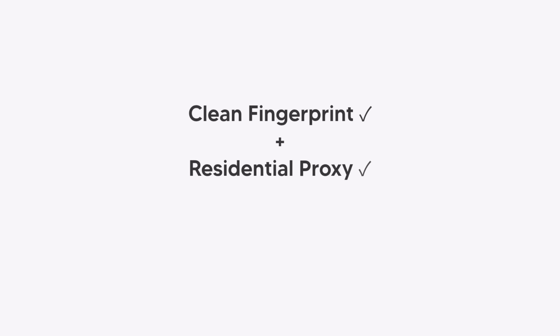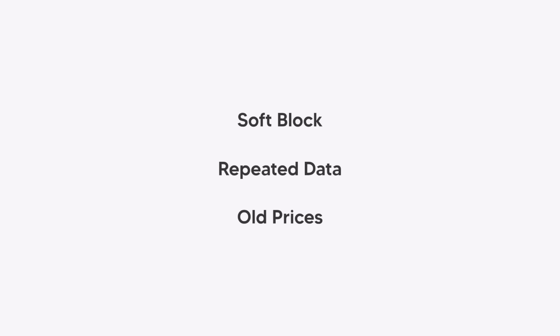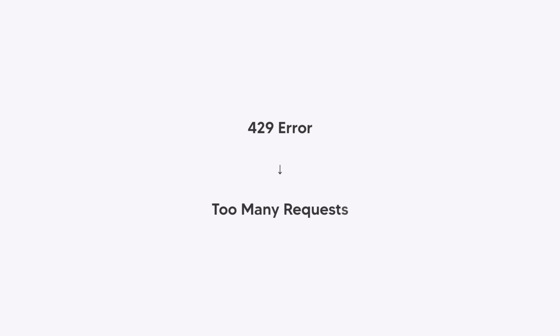Even with a clean fingerprint and residential proxy, scraping too fast will still get you blocked. Use randomized delays of 4 to 8 seconds between page loads. Avoid fixed timing because it looks automated. Always start with a small test of around 10 pages and make sure the data is fresh. A soft block is when pages load, but the prices or product data are outdated or repeated. A 429 error means you've sent too many requests and the server is asking you to slow down.